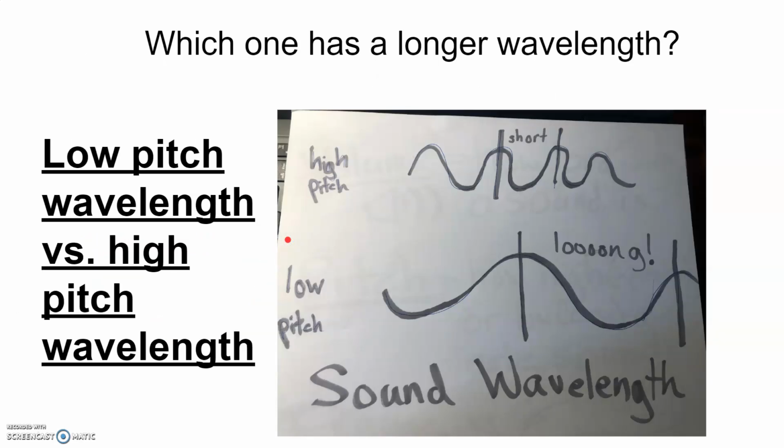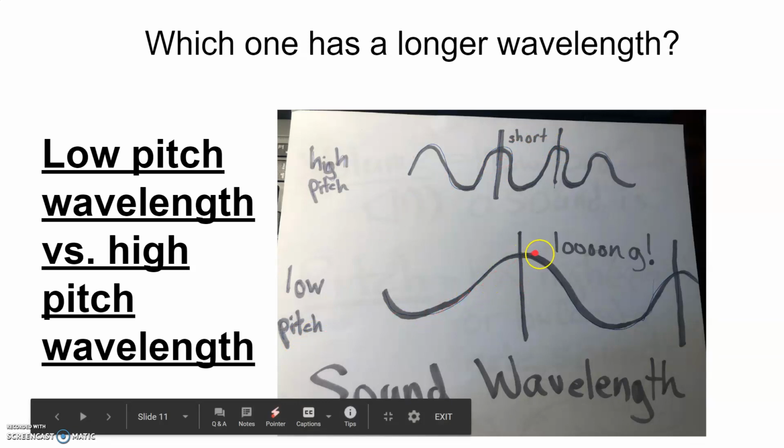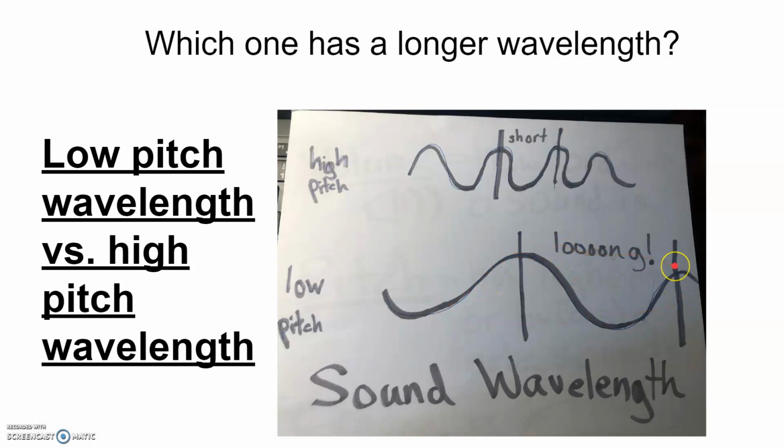So which one has the longer wavelength? Here's a quick drawing I made. High pitch, since there's more waves squished together, the wavelength is much shorter. There's a much shorter distance between one wave and another. Low pitch, you get a much longer wave because there's a much greater distance between the top of one wave and the top of another.